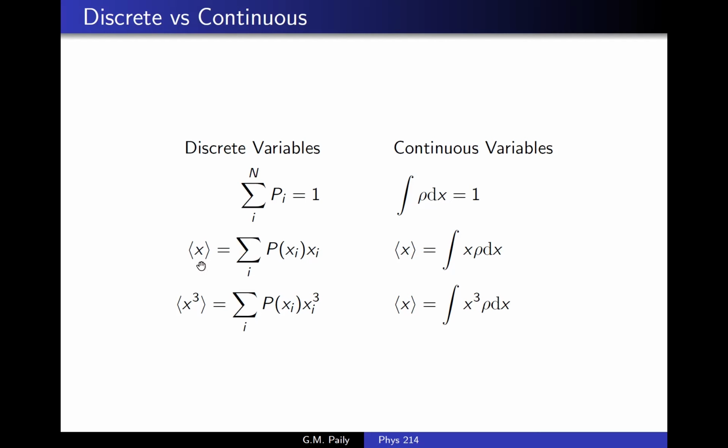For discrete variables, if we wanted to calculate the expectation value of x, we do this sum. And for continuous variables, it becomes an integral. So you have the function whose expectation value you want to find, multiplied by the probability density, and then integrate over the relevant interval. And similarly, if you're doing the expectation value of x cubed, take the cube value weighted by the probability of that result and sum it over. Here you do the same thing in integral form. Apologies, there should be a cube inside that expectation value over there.